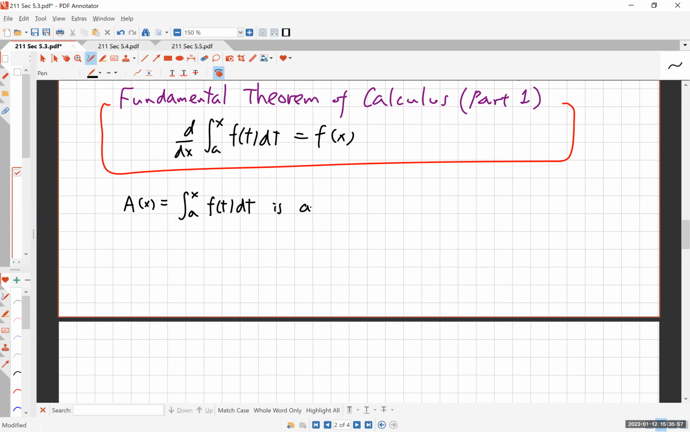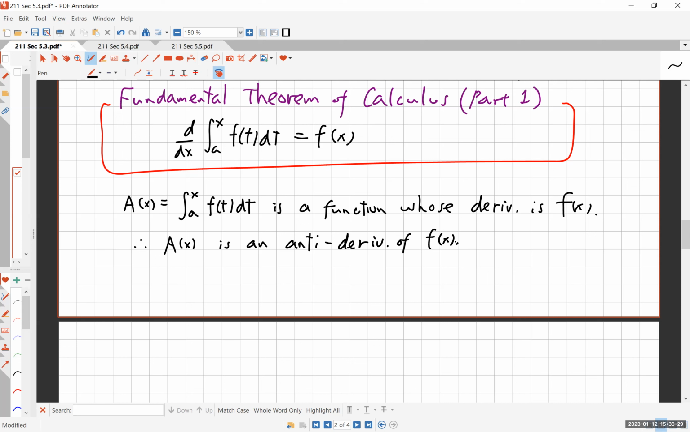What did the fundamental theorem of calculus part 1 say? Basically, it says this is a function whose derivative is f of x, right? Now, we have a name for this. We have a definition for a function whose derivative is the given function f, right? So we say A of x is an antiderivative of f by definition.